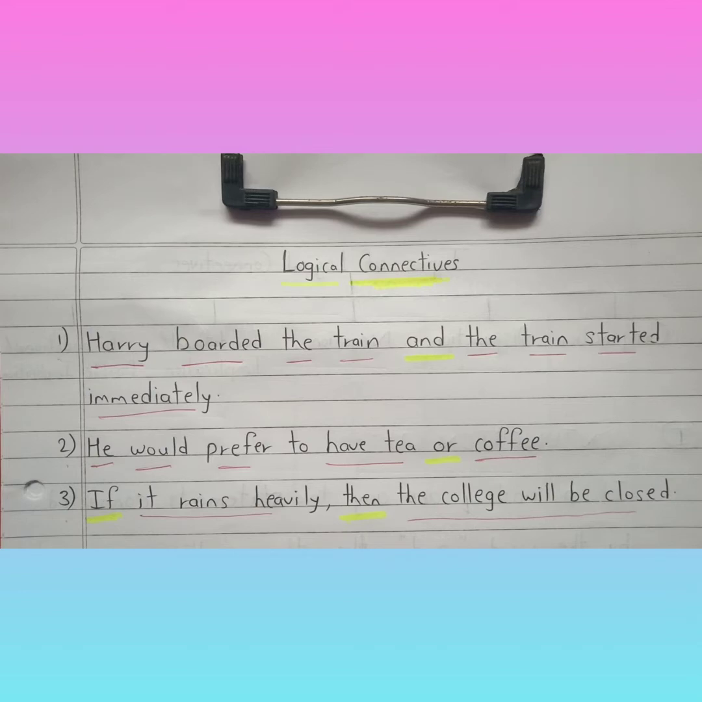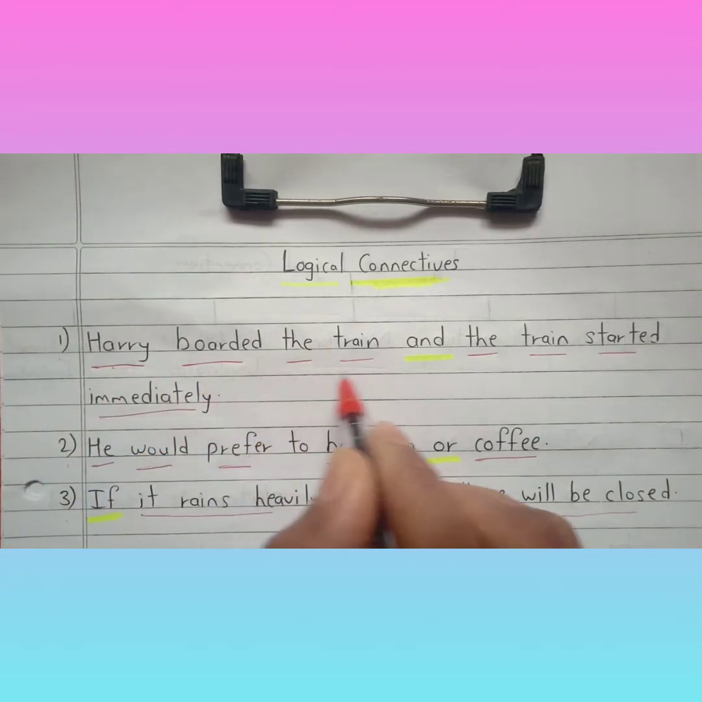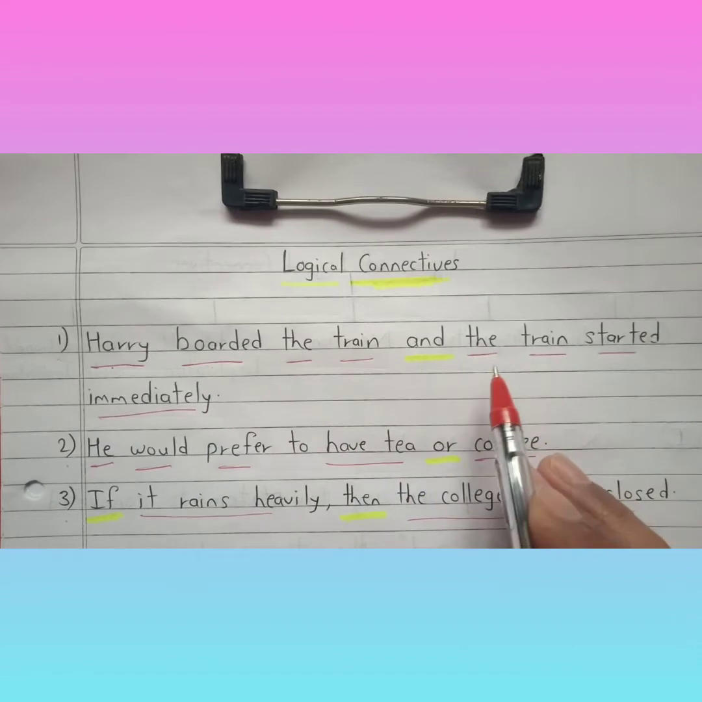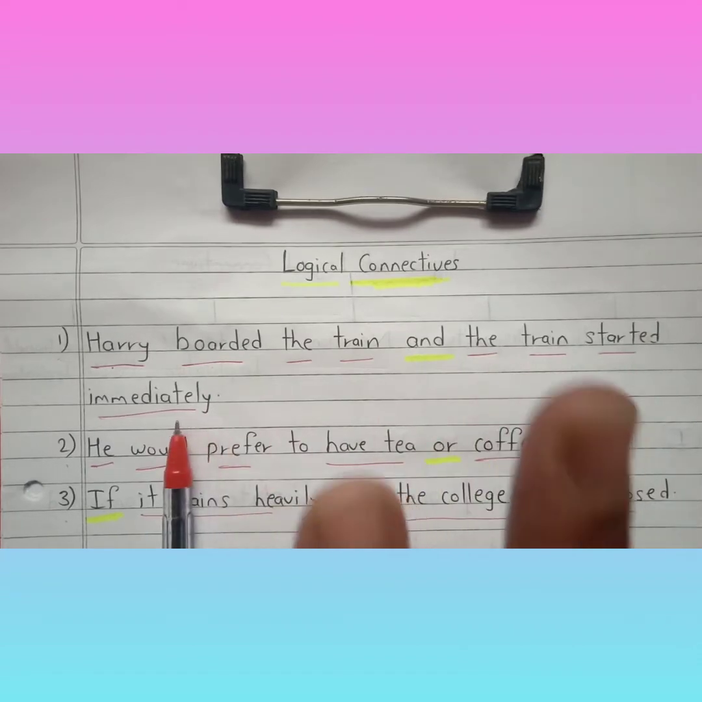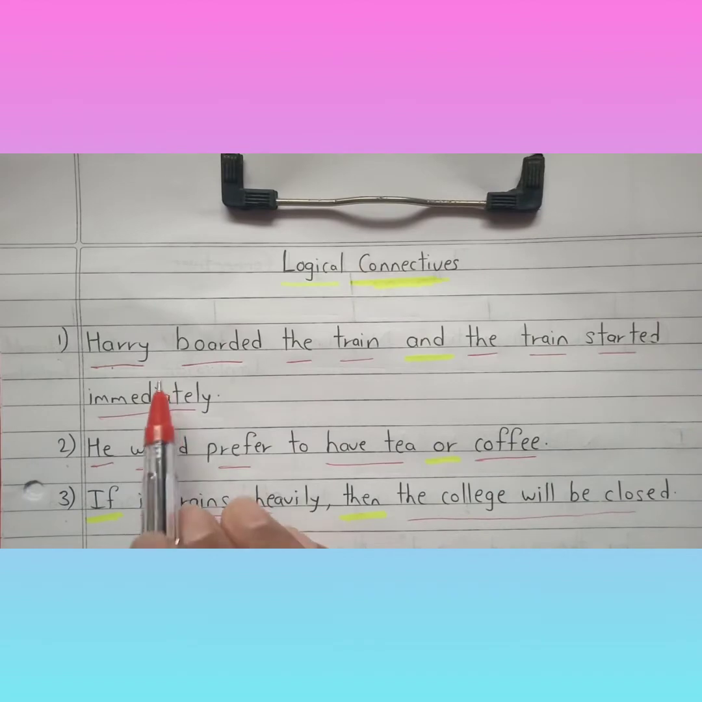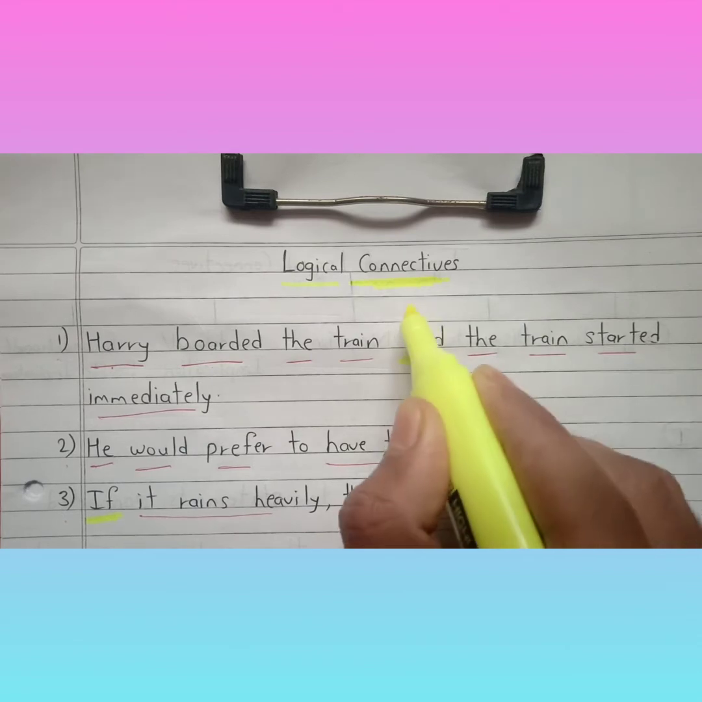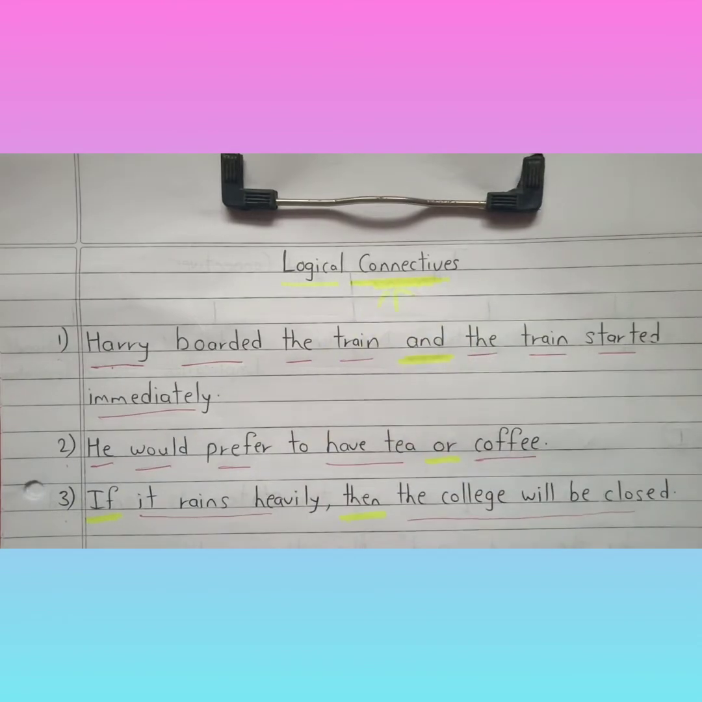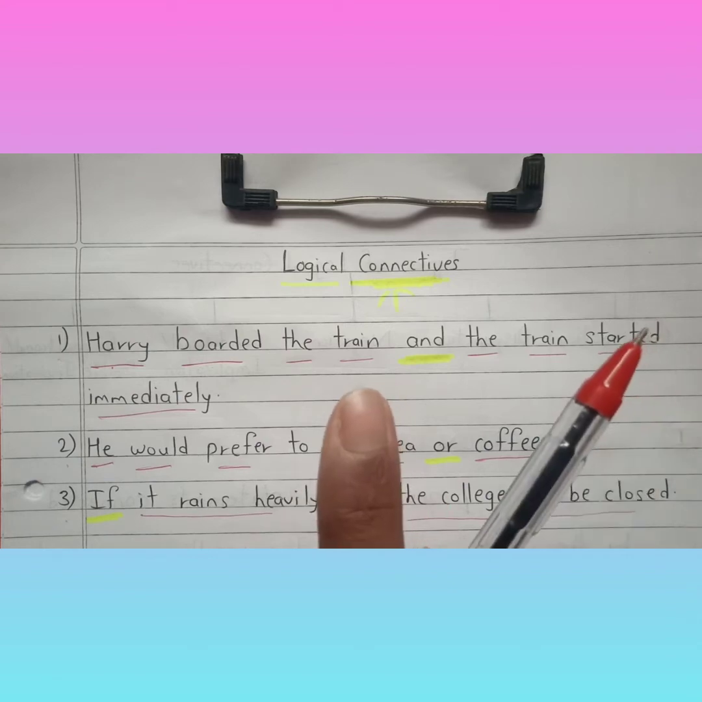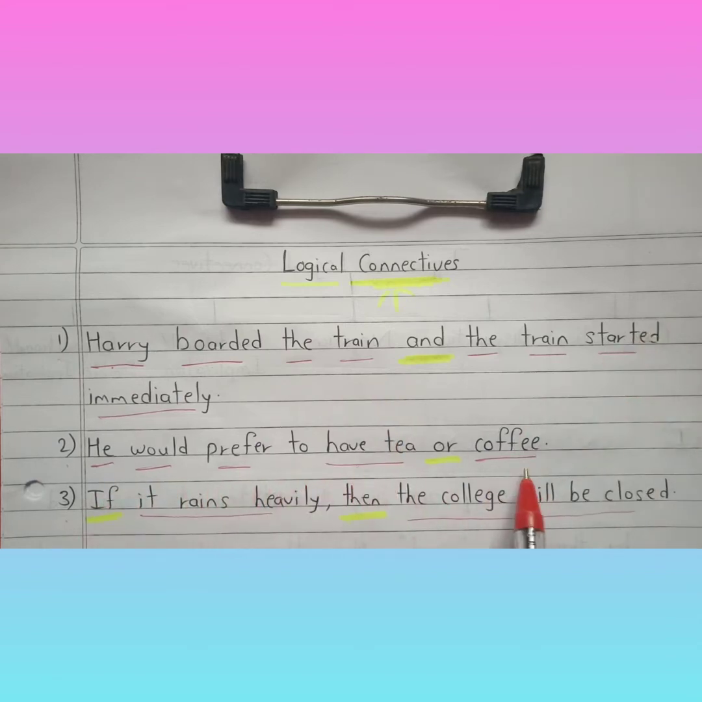In the first statement, 'Harry boarded the train' is the first statement, and 'the train started immediately' is the second statement. You connected those two statements with the word 'and', and that's why it is called a connective. Similarly, the second statement you can break like this: 'he would prefer to have tea' is the first statement, and 'he would prefer to have coffee' will be the second statement. You connected them with the word 'or', that's why it is called a logical connective.